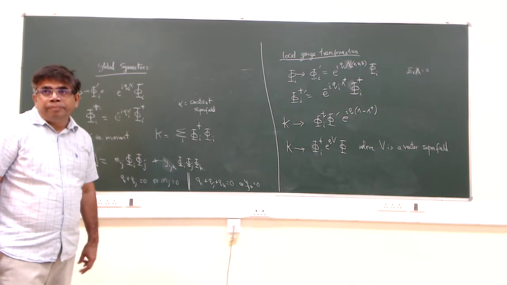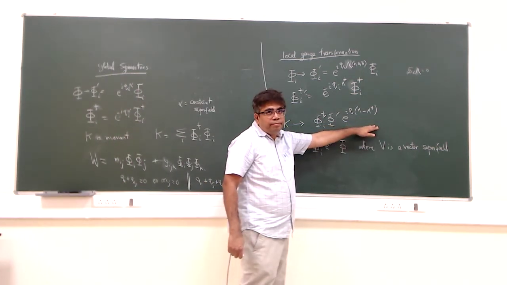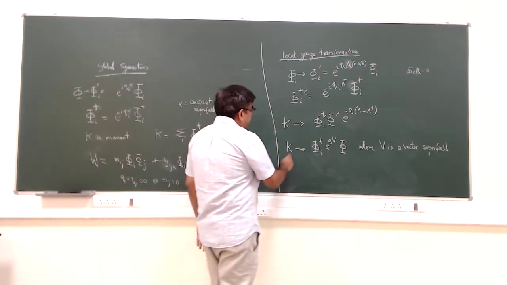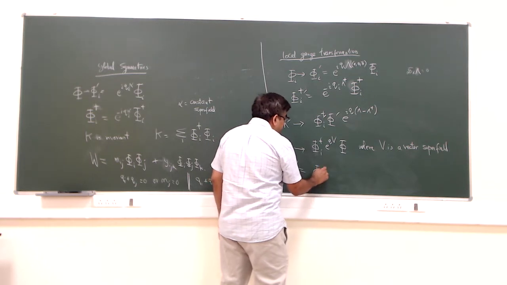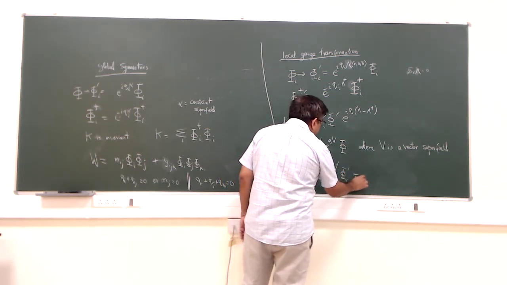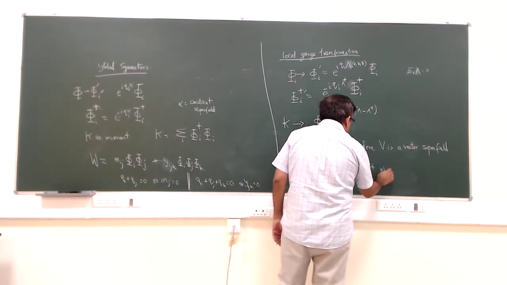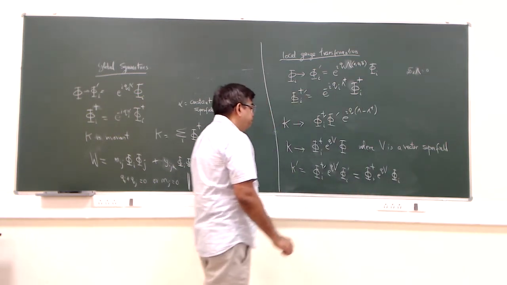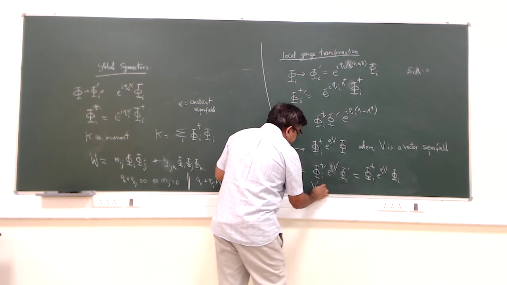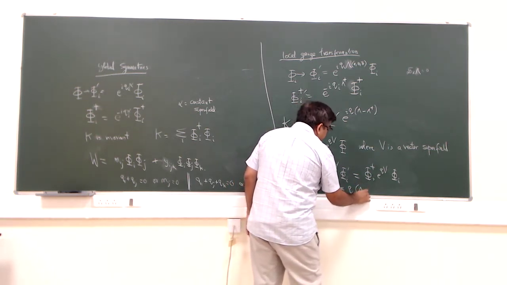Now, what is the condition on V? V transforms as this, such that K prime is equal to phi prime dagger e to the power q V prime phi prime, which is equal to phi dagger e to the power q V phi. Now this will only be possible when V prime minus V, delta V, is equal to minus q times lambda minus lambda dagger.